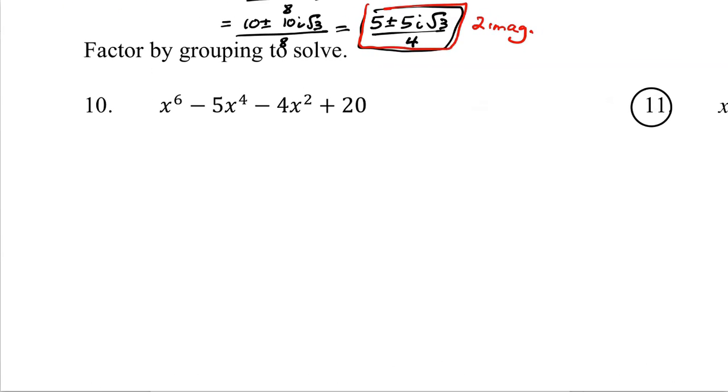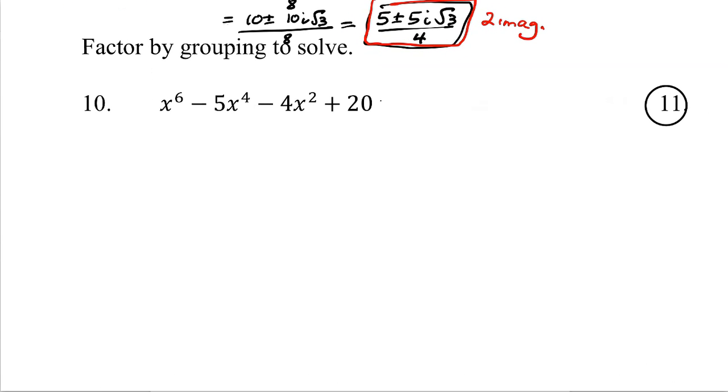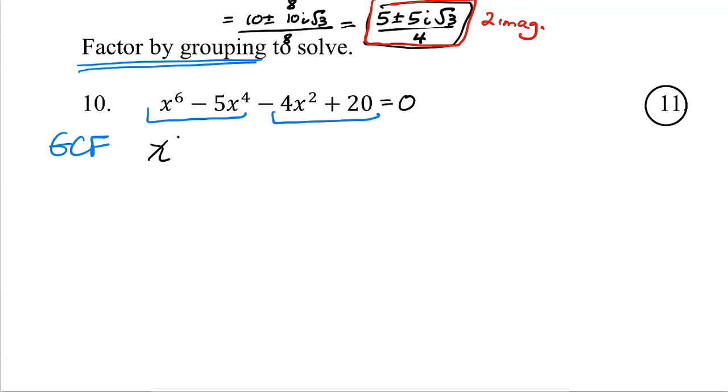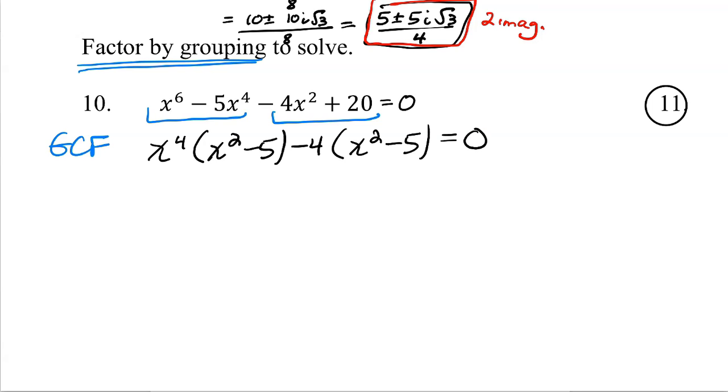On to number 10, factor by grouping to solve. And I noticed I forgot on this document that it equals 0. We actually did this in the previous video on the previous page. So when you have 4 terms like this, you do what's called factor by grouping, which we have done many times before. We group the first 2, group the last 2. Take a greatest common factor out. So that would be x to the 4th. You're pulling out an x to the 4th. So that would be an x squared minus 5. And then we'll pull out a negative 4. That'd be an x squared minus 5 equals 0.